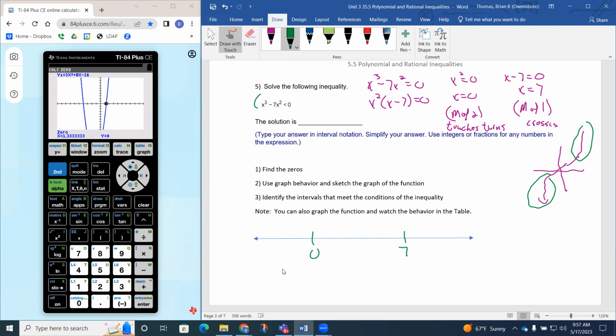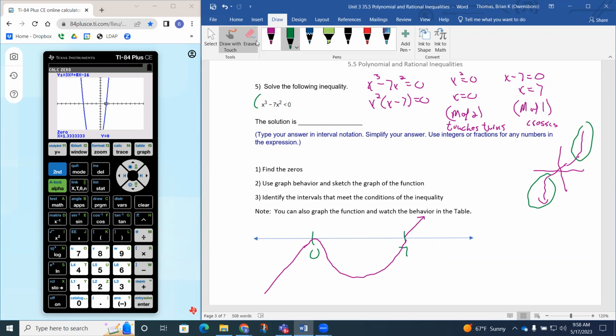If I look at graphing behavior, the graph is going to finish low. When it comes to the 0, notice how it's a multiplicity 2, so it's going to touch and turn back around and go down. Then it's got to turn back around somewhere along the way. When it gets to the 7, it's actually going to cross. It's going to go on across there.